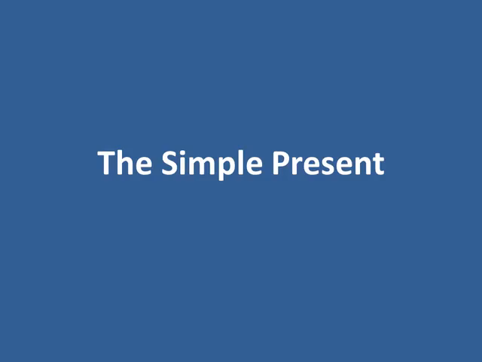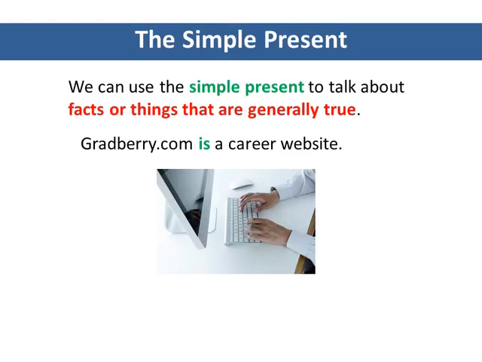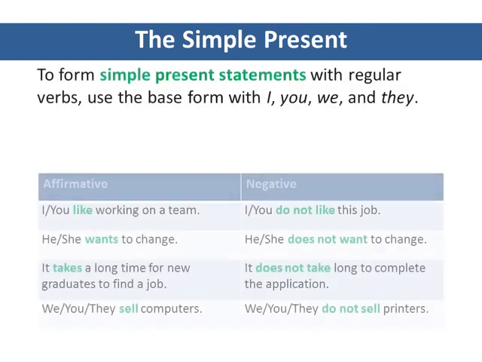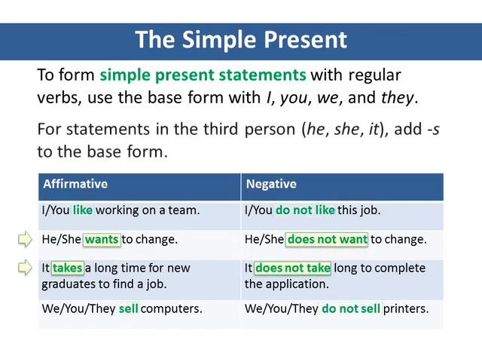The simple present. We can use the simple present to talk about facts or things that are generally true. Gradberry.com is a career website. I enjoy working with people. To form simple present statements with regular verbs, use the base form with I, you, we, and they. For statements in the third person, he, she, it, add s to the base form.